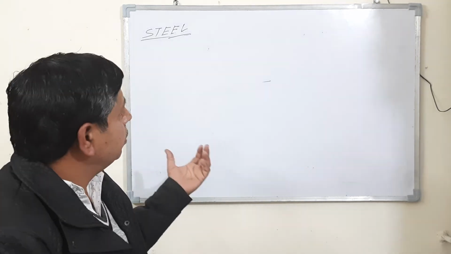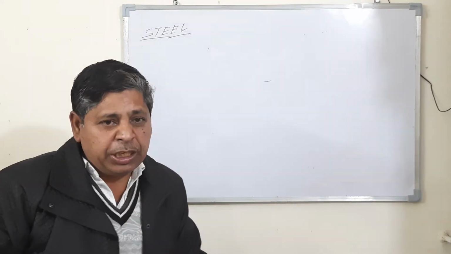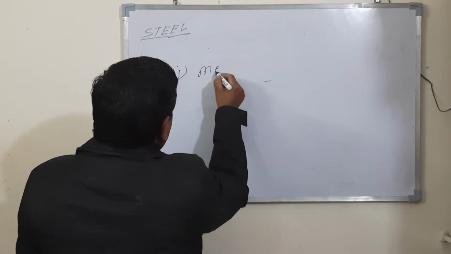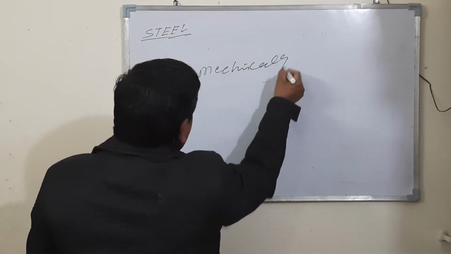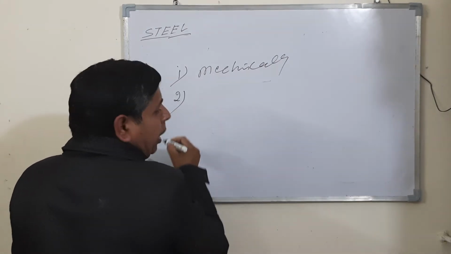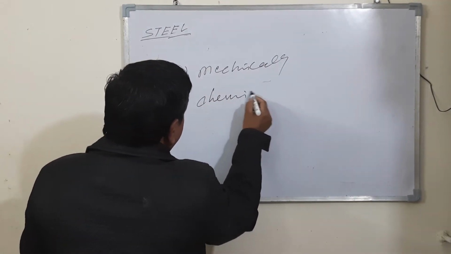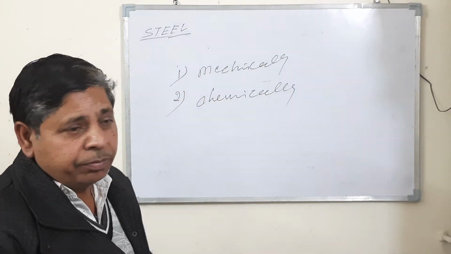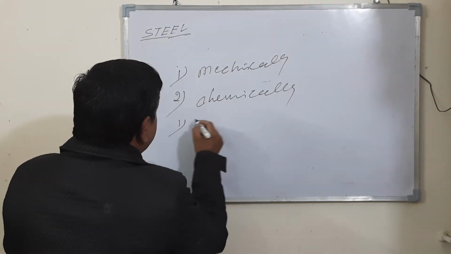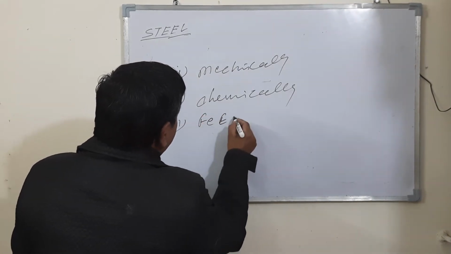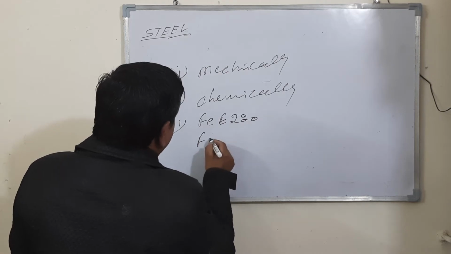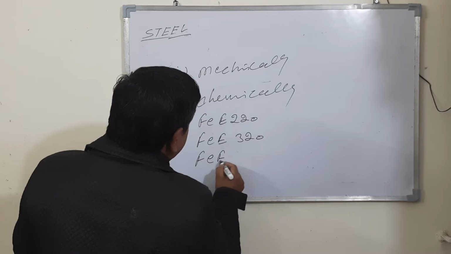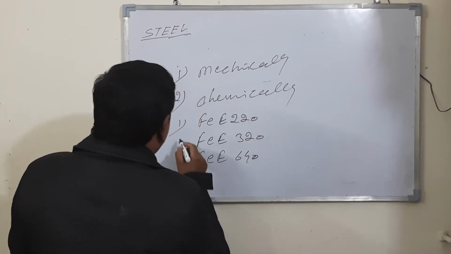Indian standard designation of steel. Number one is mechanical. Number two is chemical. How to explain the mechanical designation? For example, you can take Fe 220, Fe 320, Fe 640.